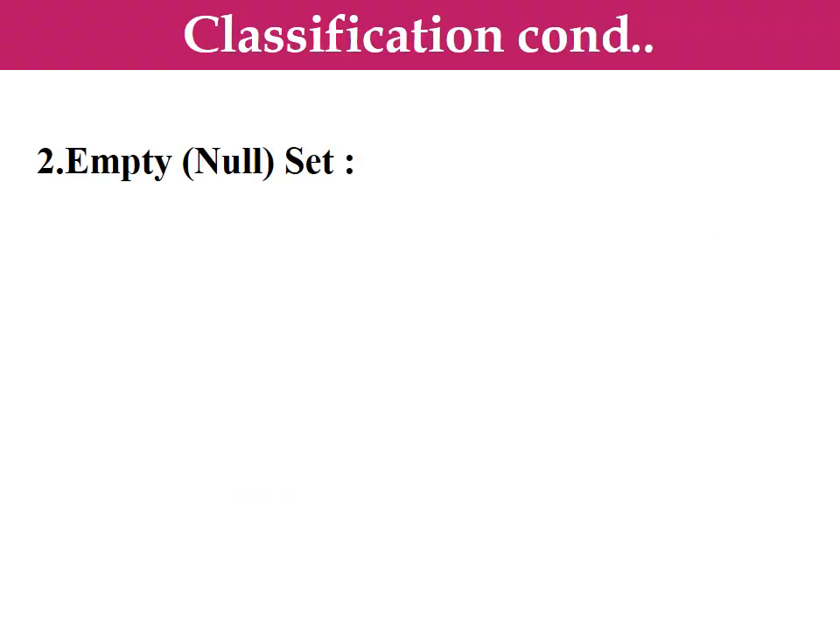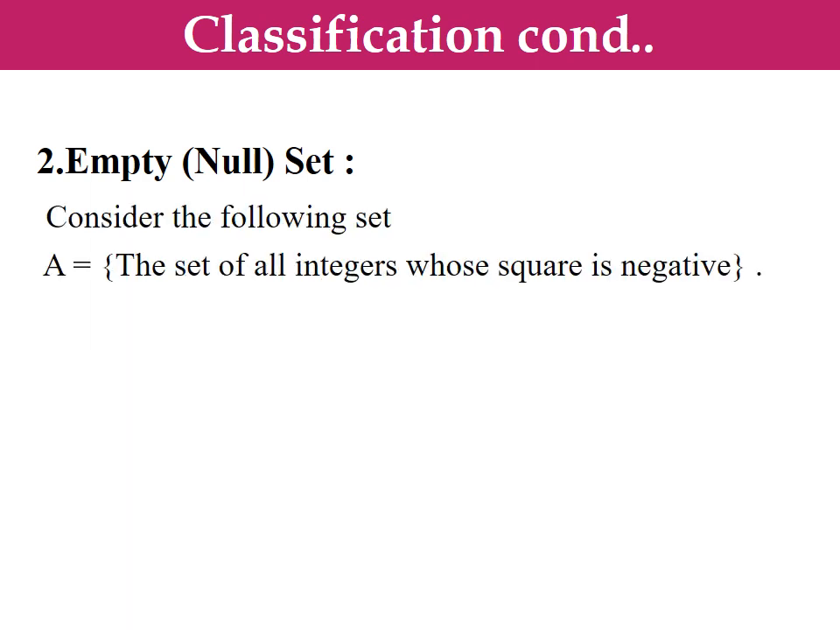Next one is the empty set, or we may call it the null set. Look at the example. A is equal to the set of all integers whose squares are negative. For this purpose only, in our previous slide itself, I have mentioned what is an integer, what is a natural number, what is a whole number. Integer means it contains 0, positive terms as well as negative terms. While squaring, all terms get what? Positive. Is there any possibility of getting negative? No. That is the empty set.